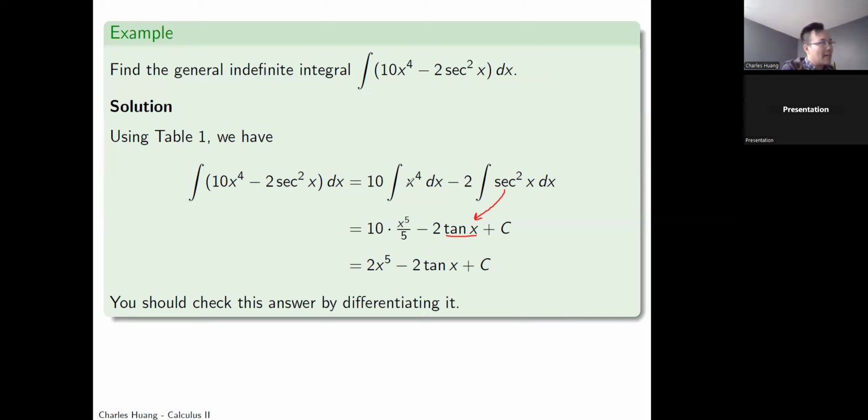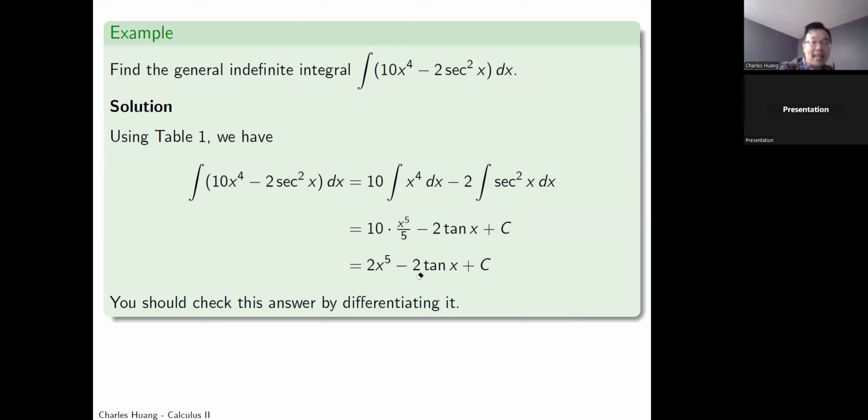And finally, I have these two parts. I found the antiderivative of that. And just remember, we need to add a constant. If I have the indefinite integral, if there are no numbers here, you have to add c to your result. That's the general form. And finally, we would normally clean it up a little bit and have 2x to the power 5 minus 2 tangent plus c.